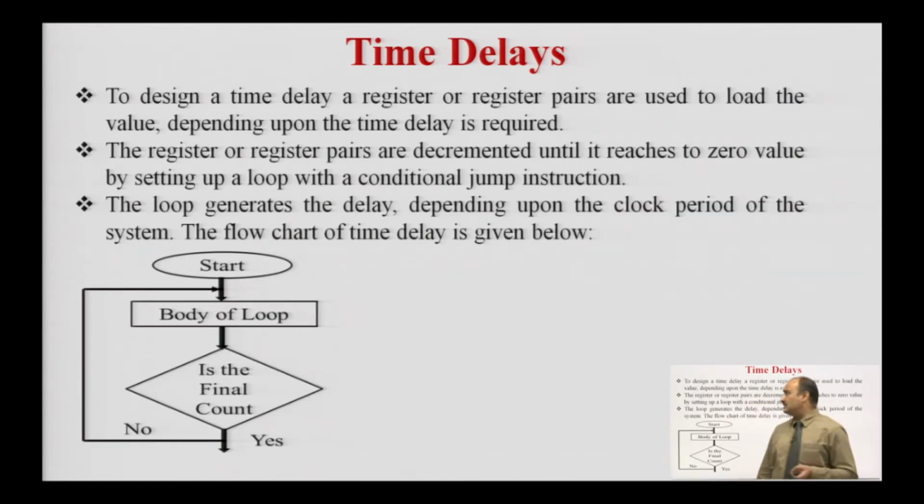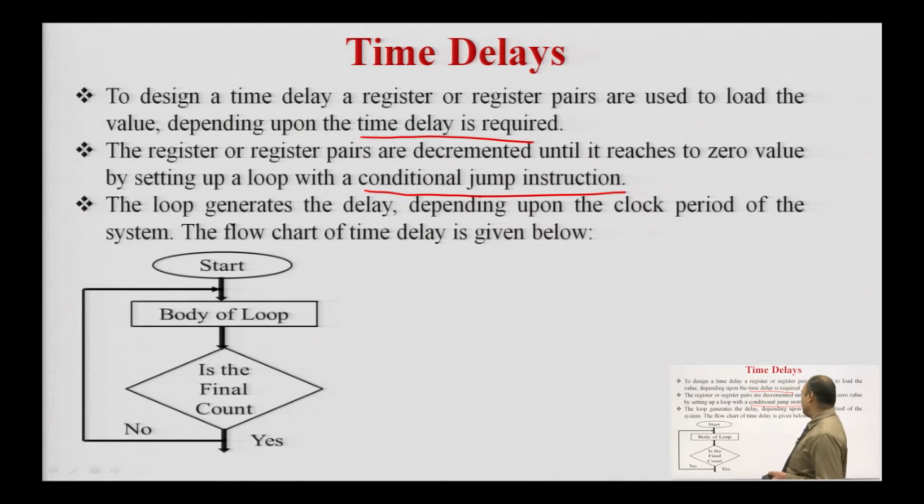Next is the time delay. To design a time delay, a register or register pair is used to load a value depending upon the time delay required. How much time delay is required depends upon the value loaded into the register. The register or register pair is decremented until it reaches the value 0. We check whether this value has reached the final value, that is 0, with the help of a conditional jump instruction. Remember that the conditional jump instruction is used to check the final value.